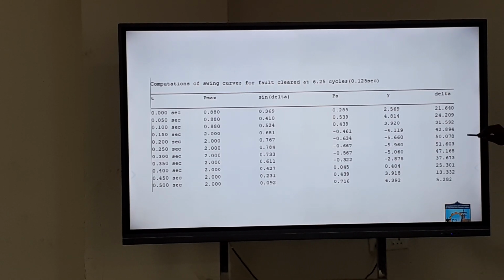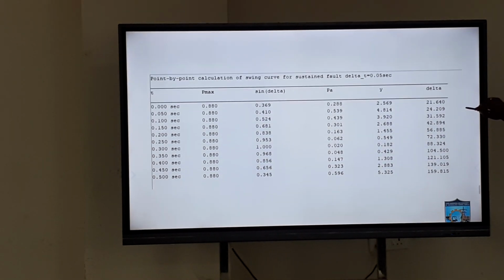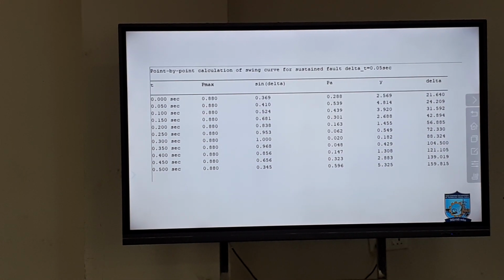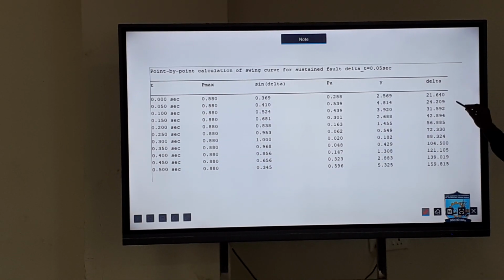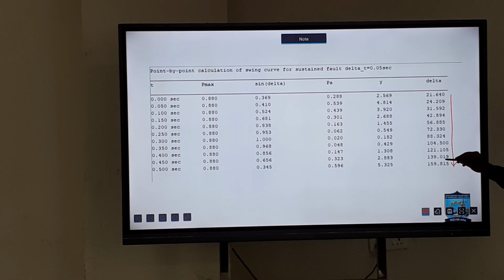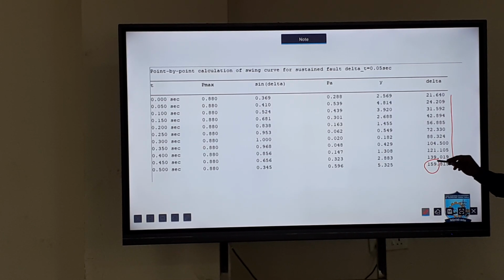Okay. Now we go to the next one, the sustained fault. Here you see there is a problem. What is happening? You see the angle goes up to even 159 degrees, near to 180 degrees. So that means there is an unstable scenario. Before this, the generator must have been disengaged.